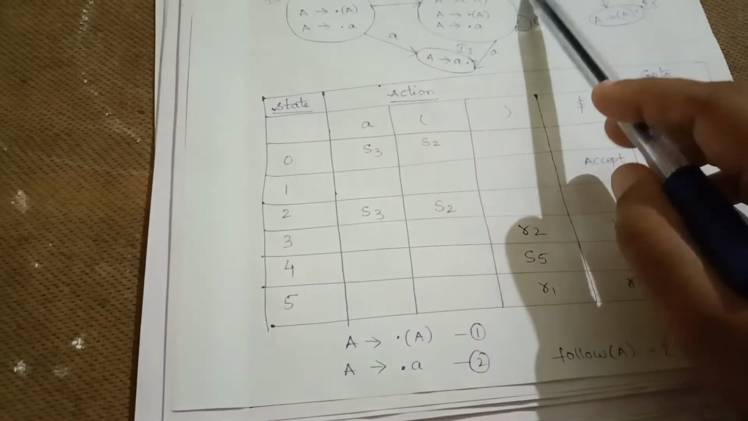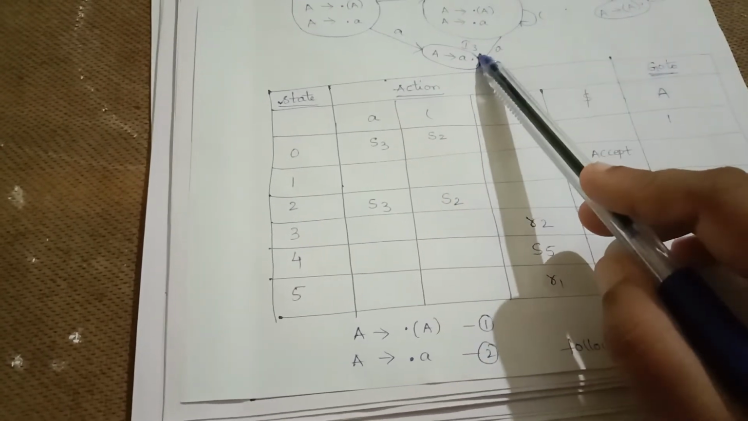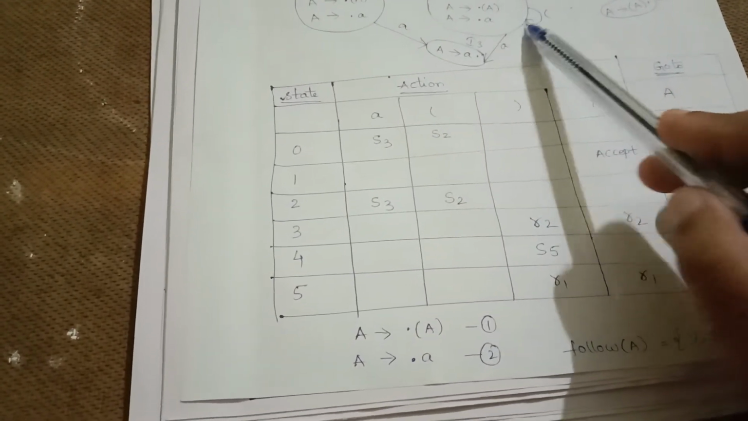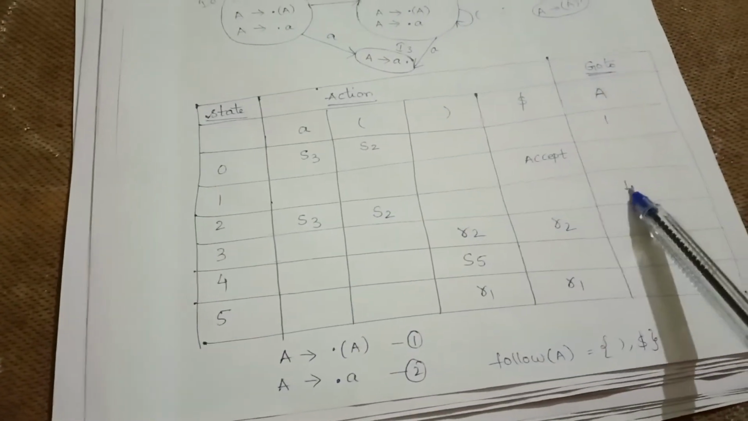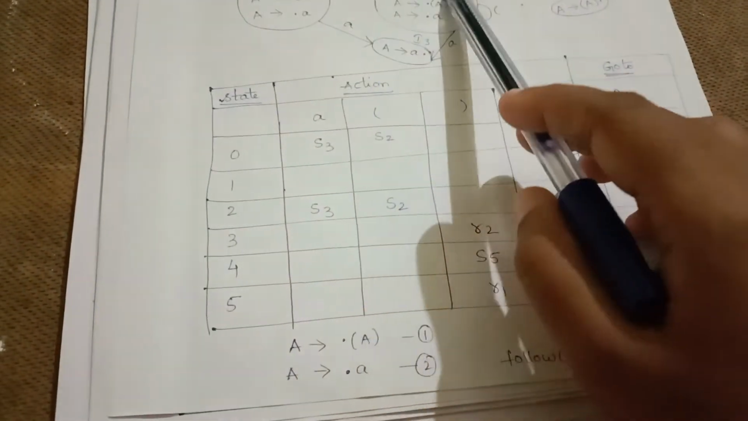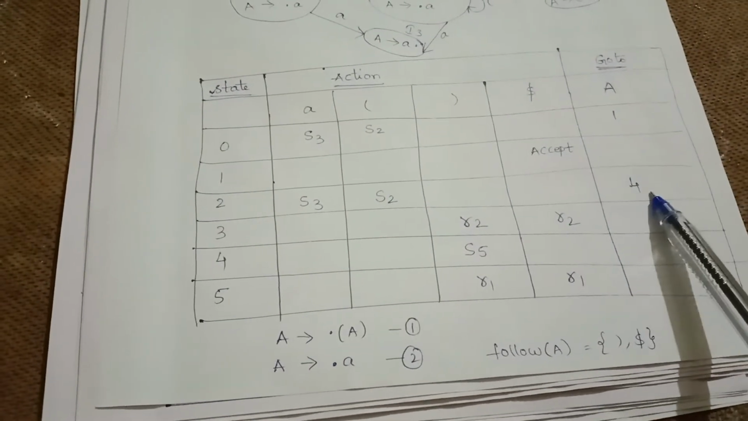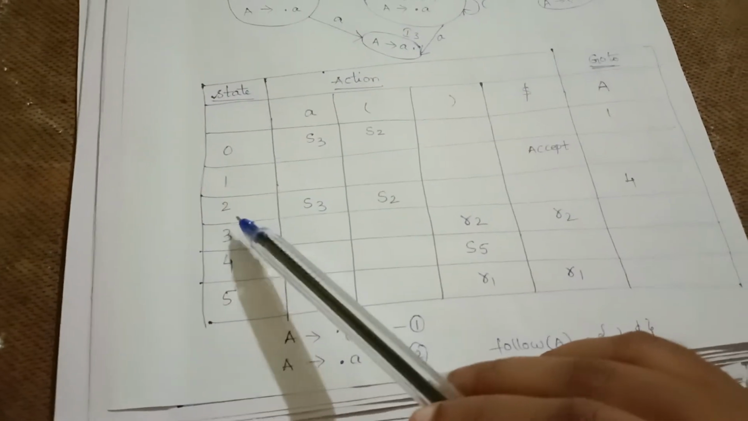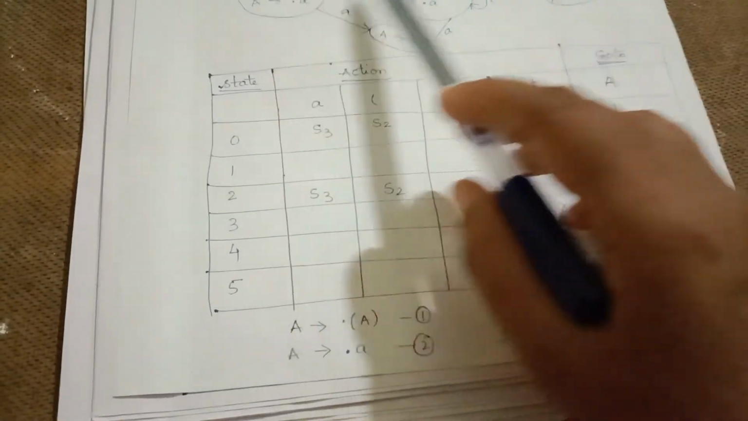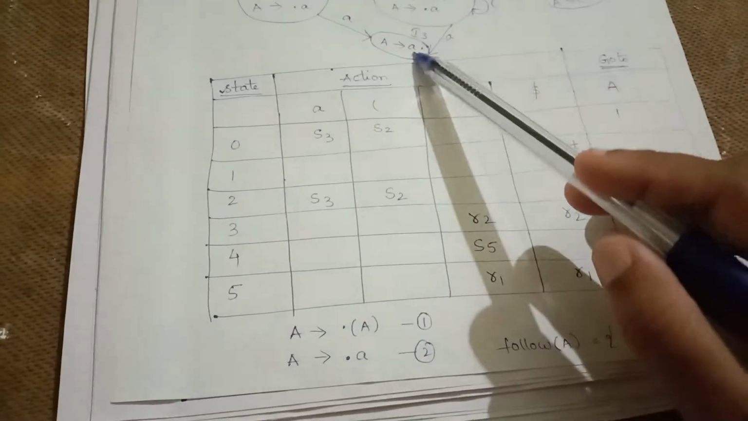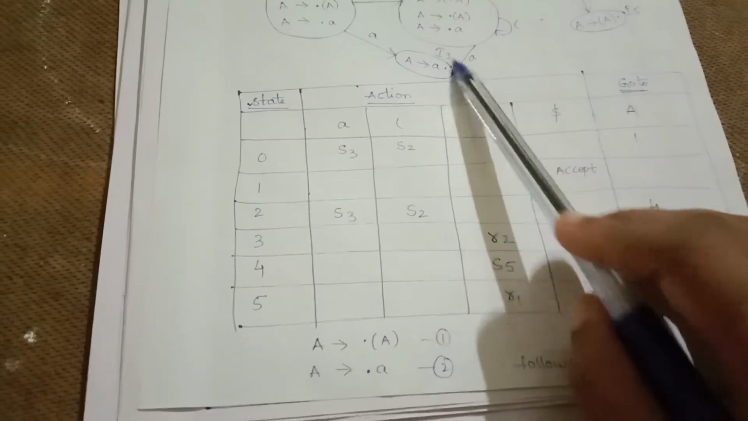Next, state I2 on small a, it is moving to state I3, you need to write S3. 2 on left parenthesis, the self loop, you need to write S2. And 2 on capital A, 4. So in goto you need to write only the number, so 4 we need to write. And next 3 on right parenthesis, it is nothing but the end state. So it is not moving anywhere.